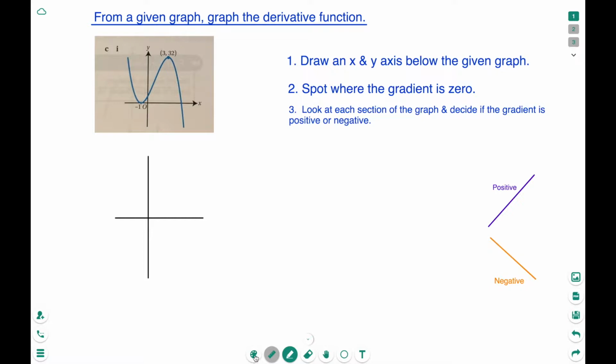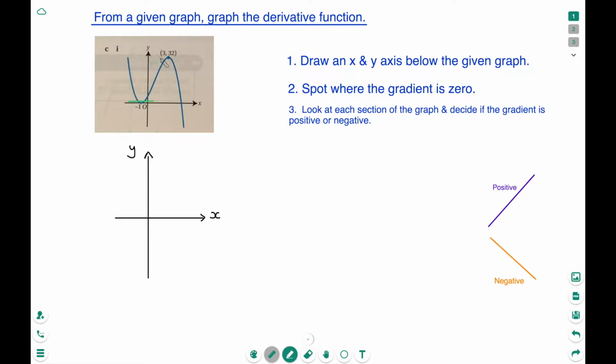So I've drawn an axis below. Let's just label it nicely. Of course you're going to do this with a pencil and a ruler. And the first thing to do, after you've done that, is spot where the gradient is 0. So I'm just going to highlight this in a different colour. So the gradient is 0 at the turning points.